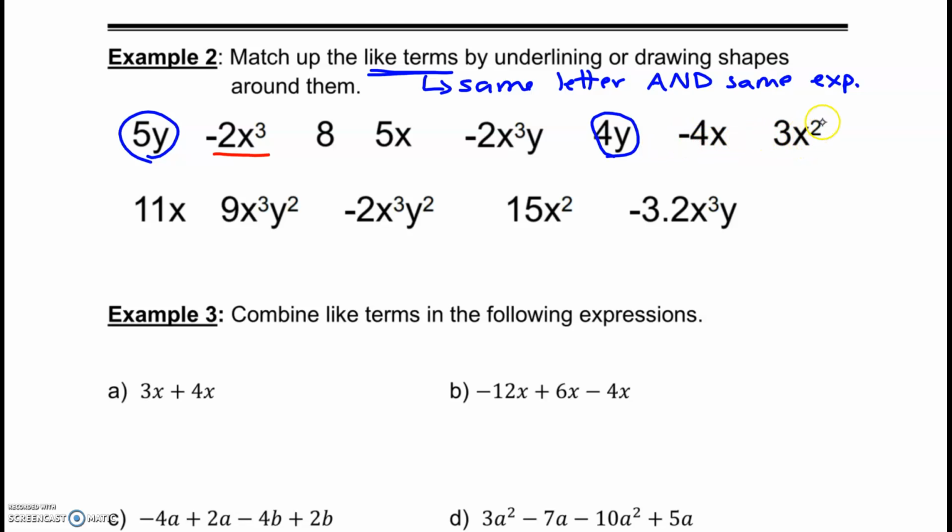Okay, we have an x with a 2, won't work. X with a 3 and a y again won't work. Okay, so there's no other x3, so I'm going to leave that. All right, let's go to the next term.